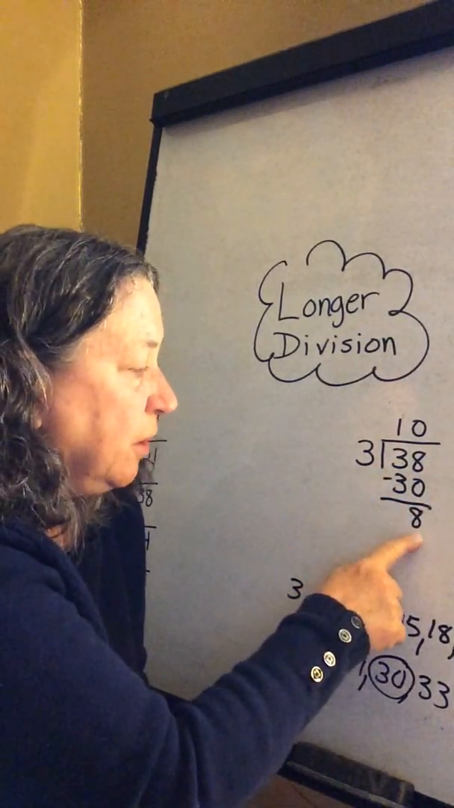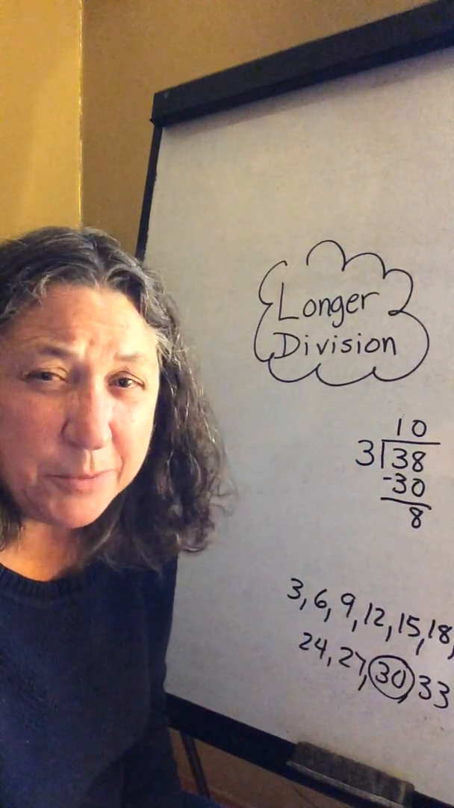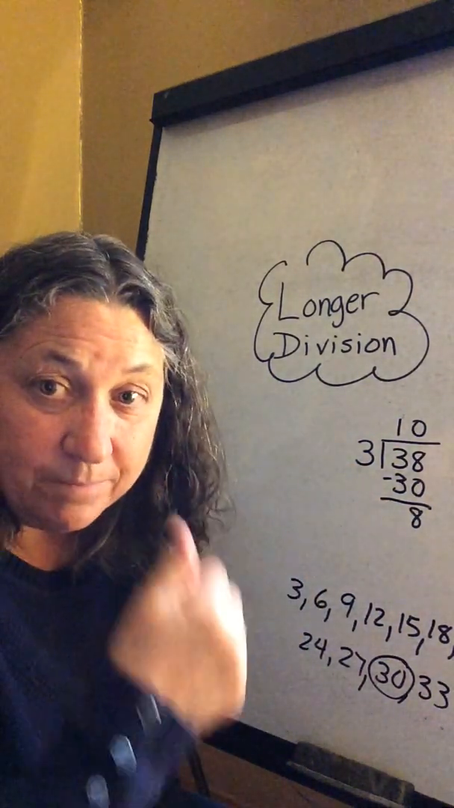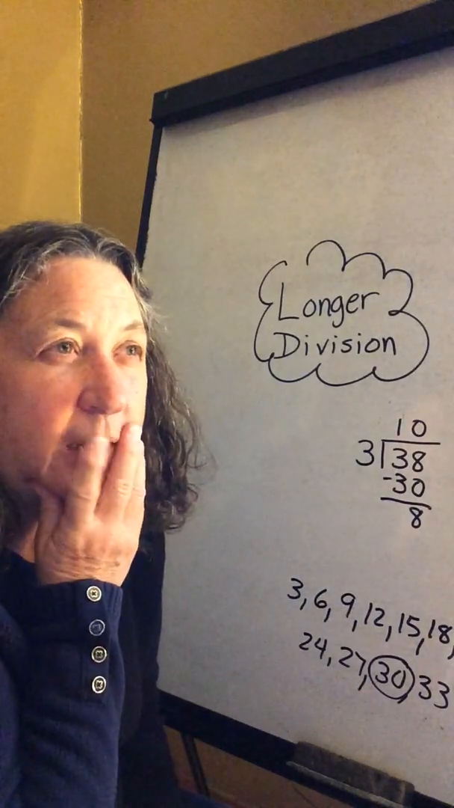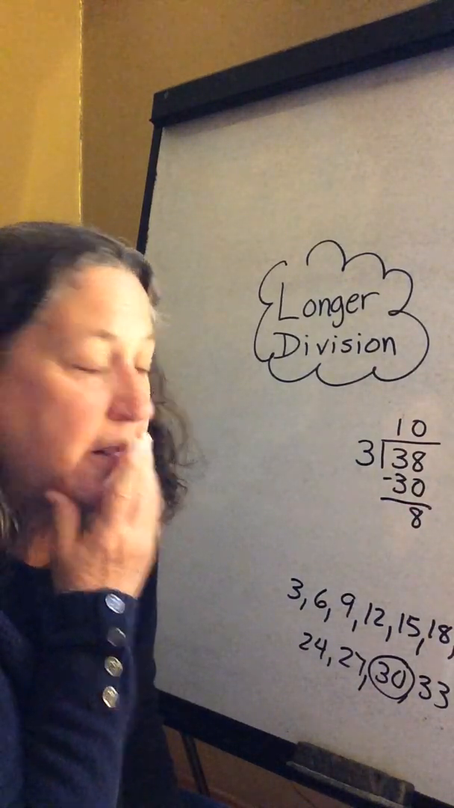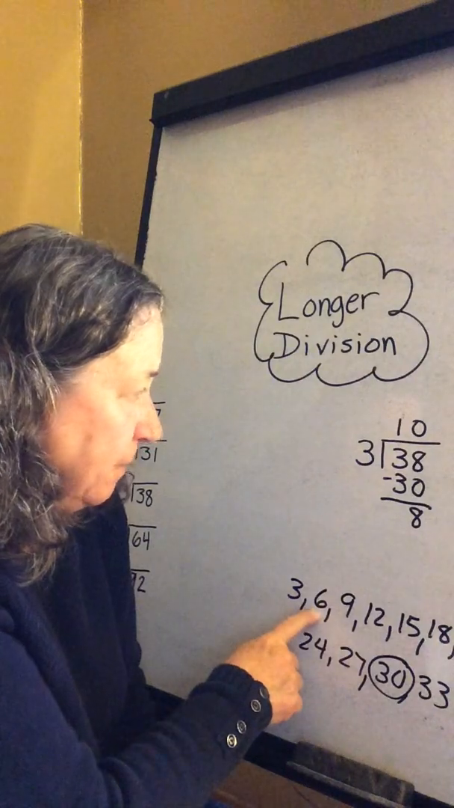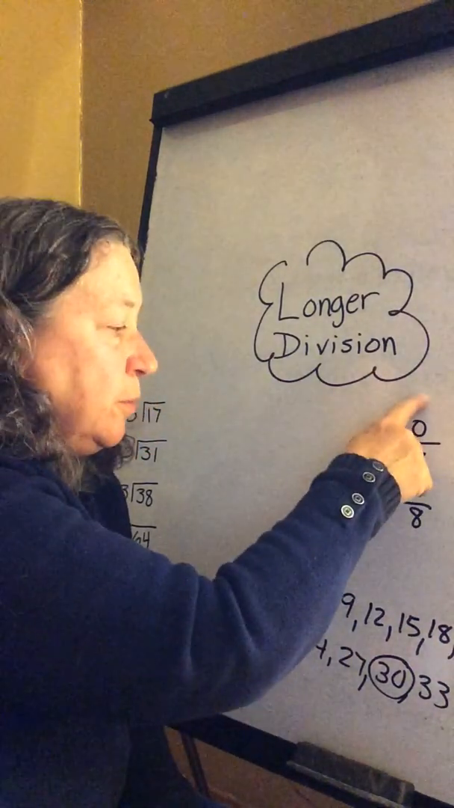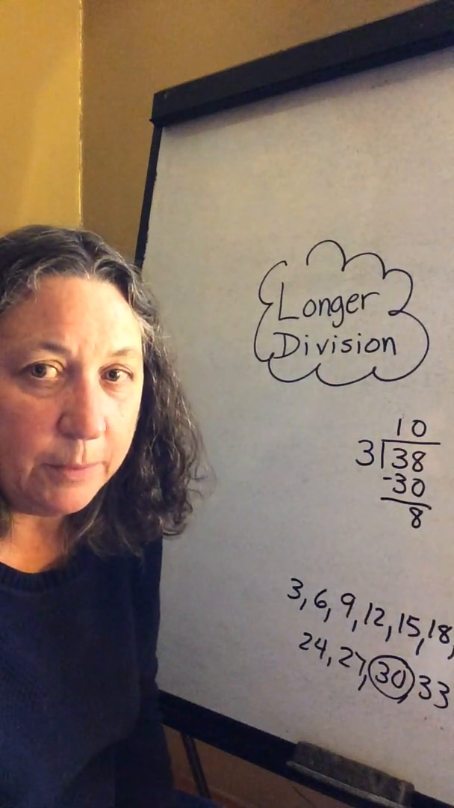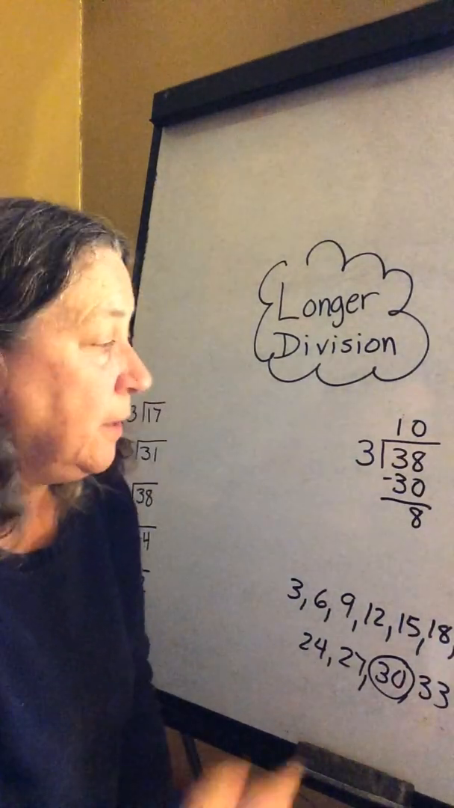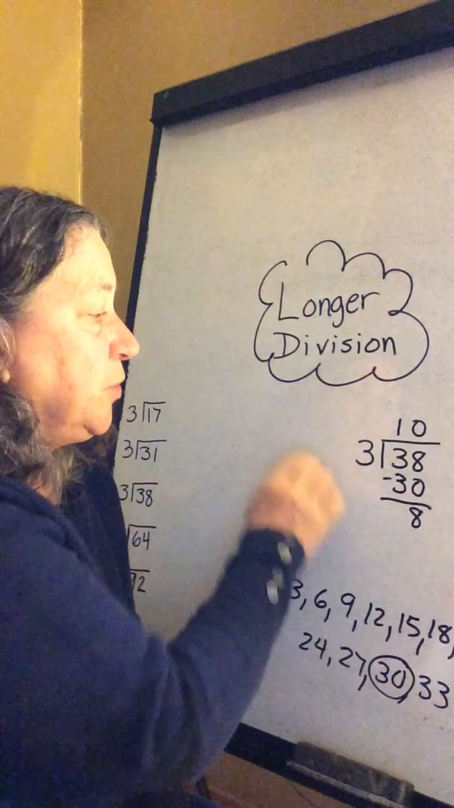If I have $8 and 3 friends, can I give them some more money? Yep, I can. So now I have to think. 3 times what comes close to 8? 3 times 2 is 6. You see how it's the same kind of problem we did before, but now we're doing it a second step. That's why it's longer division.